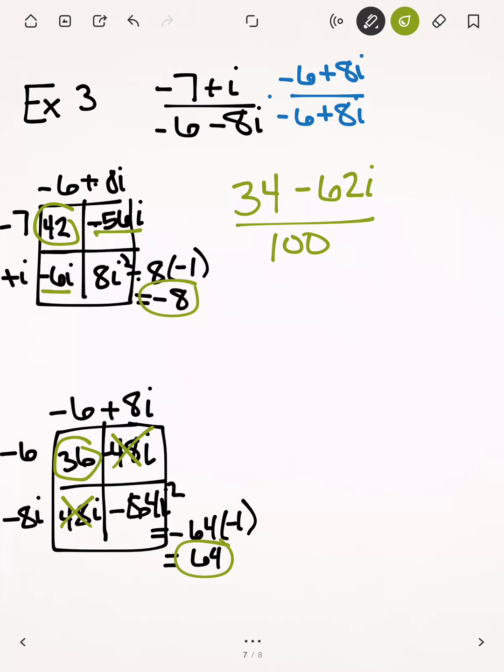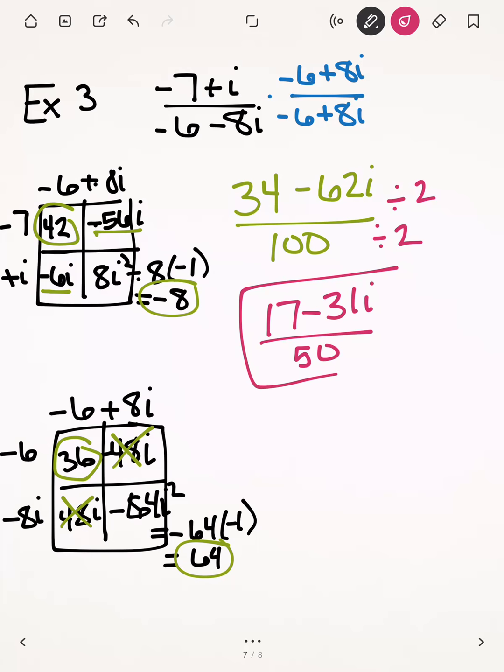Well, what number goes into all of them evenly? Let's look. 34 is divisible by 2, 62 is divisible by 2, and 100 is divisible by 2. So I'm going to take my top and my bottom and divide everything by 2 to simplify it, because it has to be in simplest form. So 34 divided by 2 is 17. Negative 62i divided by 2 is negative 31i. And 100 divided by 2 is 50. So now it is in simplest form, so that is my answer.